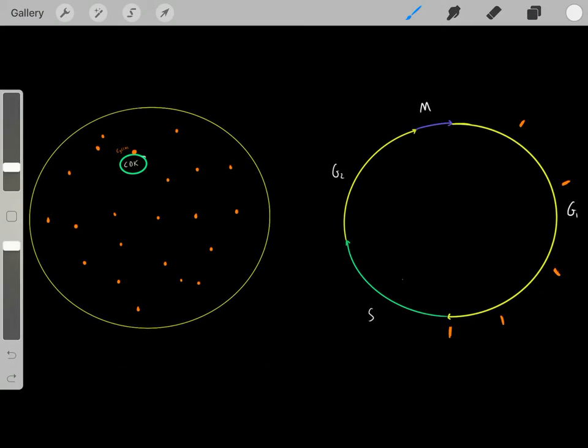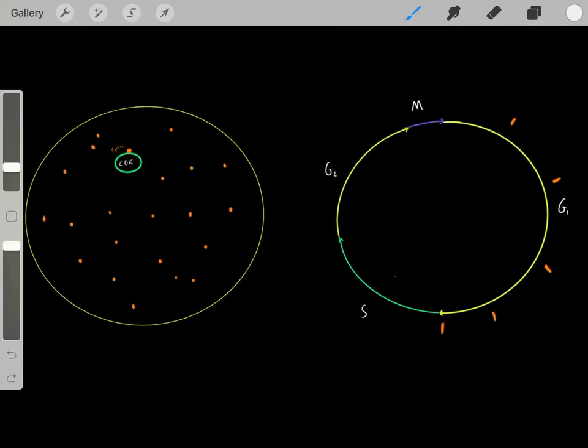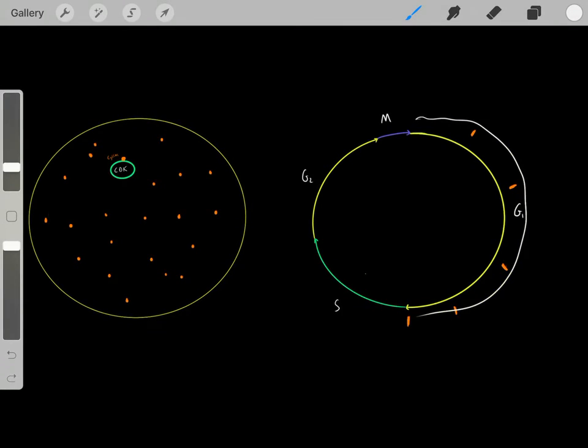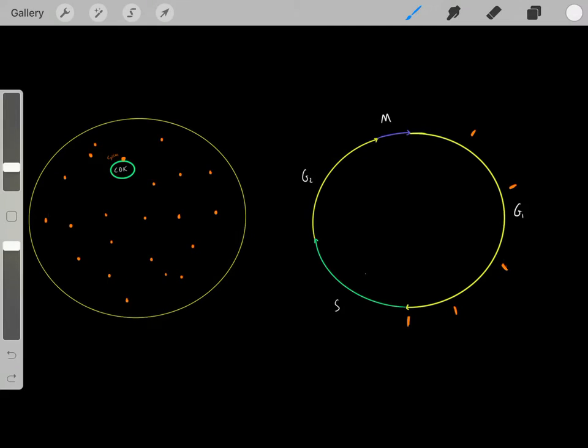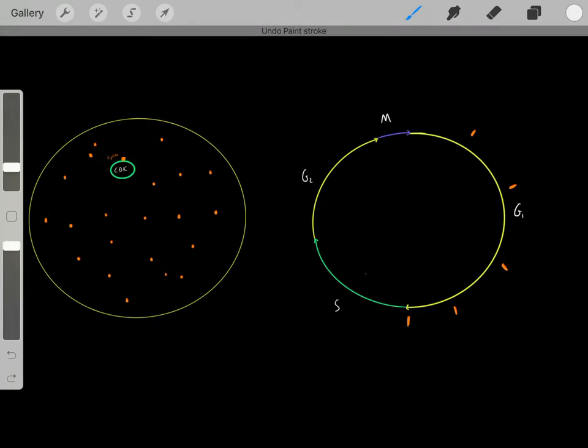And remember, this green guy was a cyclin-dependent kinase. It was a kinase that was dependent on cyclins. So once we've developed a large concentration of these cyclins, they start to bind to the cyclin-dependent kinase, and now the cyclin-dependent kinase is activated, because remember, it was dependent on the cyclins.